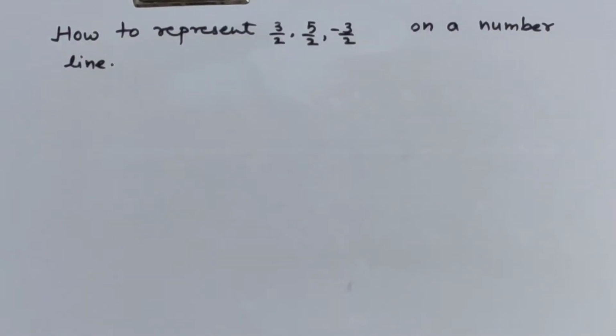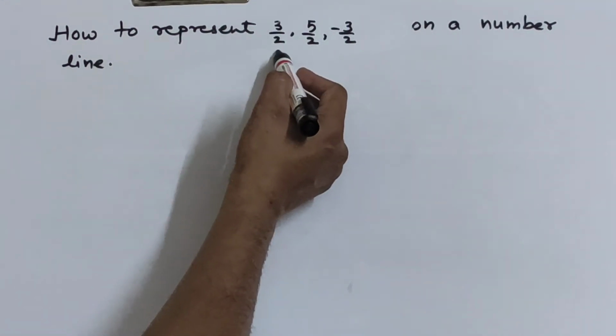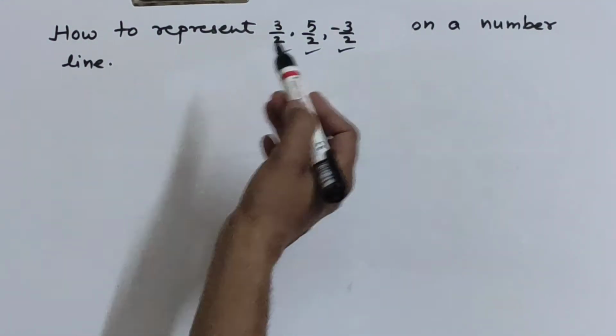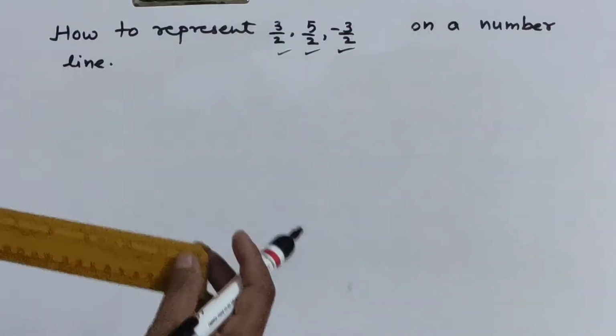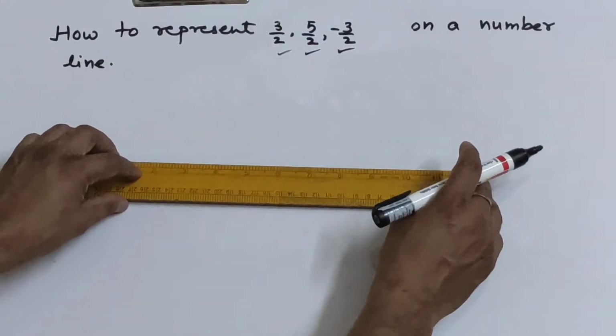Dear student, in this video we are going to learn how to represent a rational number on a number line. So here we have 3 upon 2, 5 upon 2 and minus 3 upon 2, and all three numbers are rational numbers. Now we are going to plot those numbers on a number line. So first we will draw a number line.